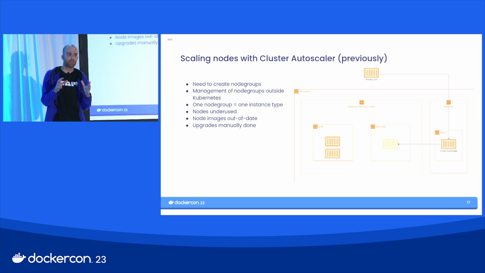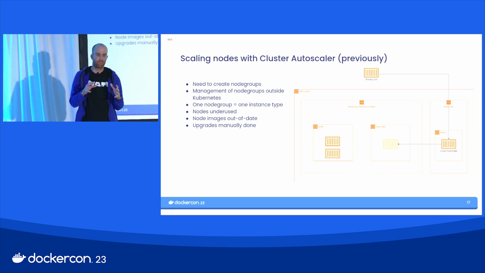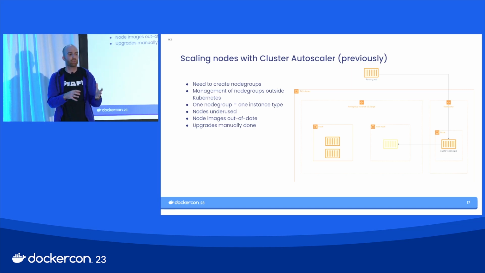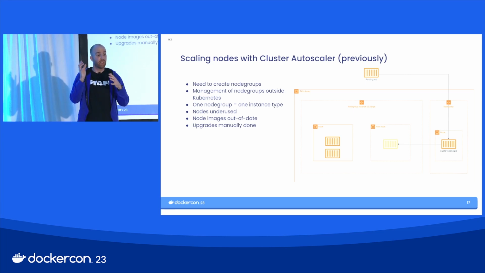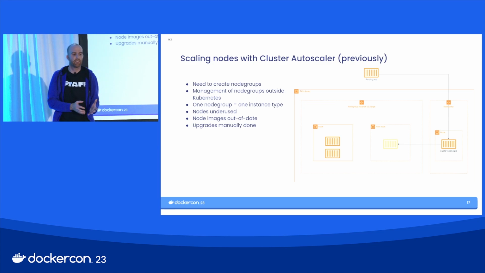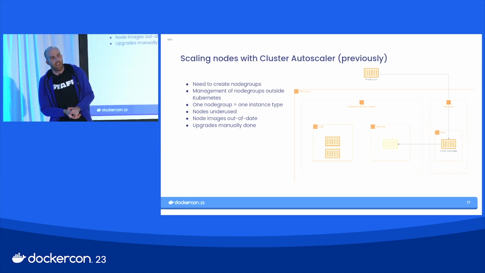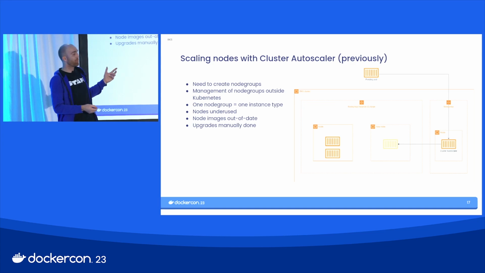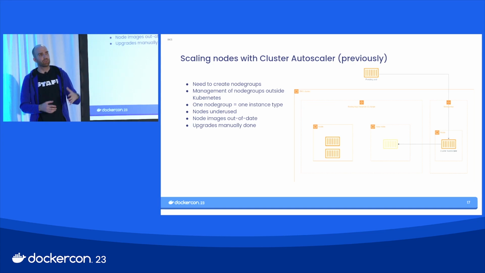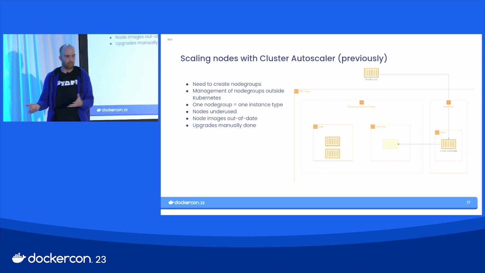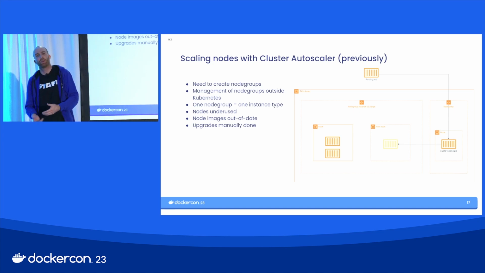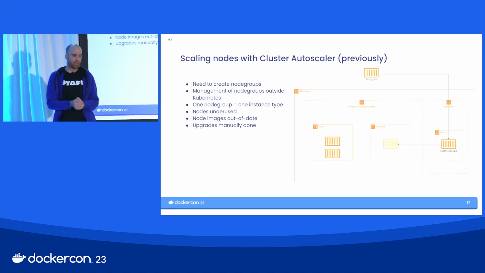So first, with Cluster Autoscaler, you need to create node groups. And these node groups can't be created inside Kubernetes, so you need to manage them outside Kubernetes. And it's a pain. It's not something that you want. And also, one node group equals one instance type, so one type of server. If you need a different type of server, you need to create a different node group, manage them, etc.